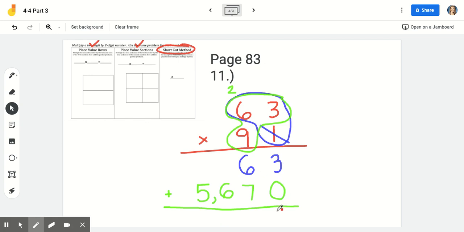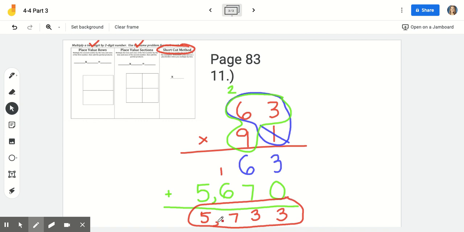3 plus 0 is 3. 6 plus 7 is 13. 1 plus 6 is 7. And then 0 plus 5 is 5. Our product is 5,733. Did you get that as well?